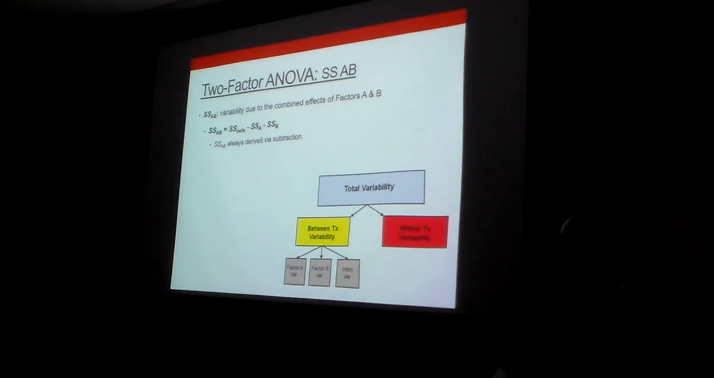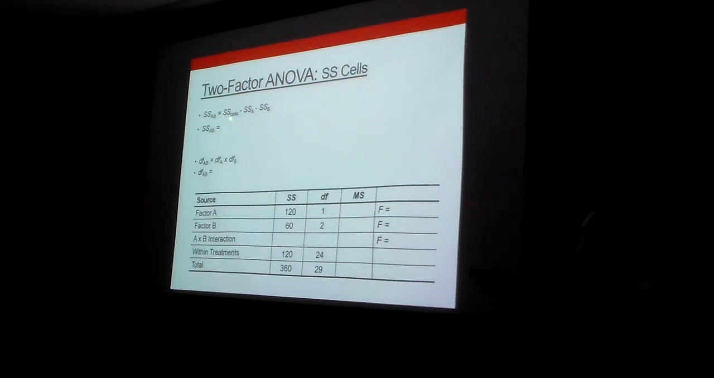With our two-factor ANOVA, the sum of squares for our interaction is always derived from subtraction. There are a couple of different things we could subtract, but if we're thinking total variability, we've got our between and our within. If we calculate variability due to factor A and factor B, and this is our sum of squares cells, we can subtract these two from this to get whatever's left over, and that's the variability due to my interaction term. So we take sum of squares cells minus sum of squares A minus sum of squares B to get our sum of squares for the interaction. Degrees of freedom for the interaction is degrees of freedom A times degrees of freedom B. Here, 360 minus 120 gives 240, minus 120, minus 60, with the degrees of freedom for our interaction.